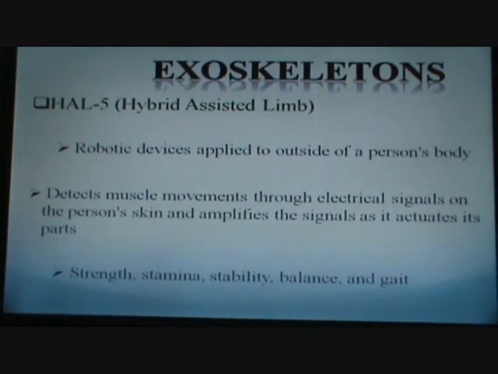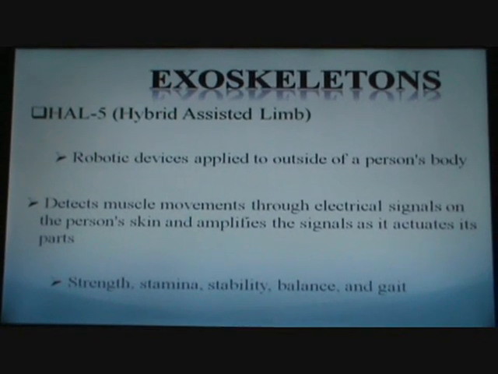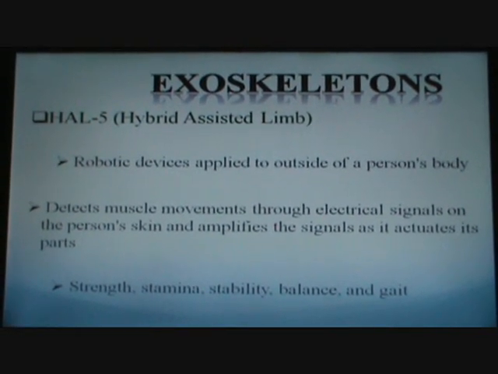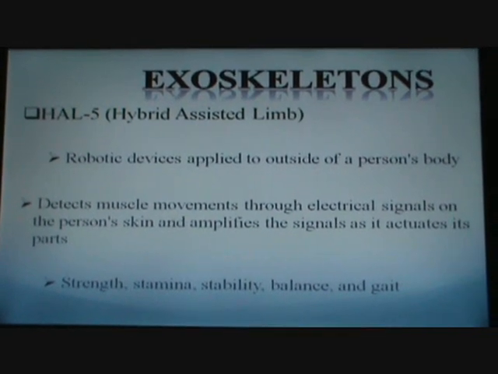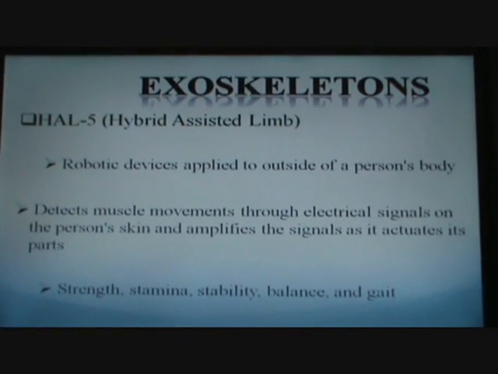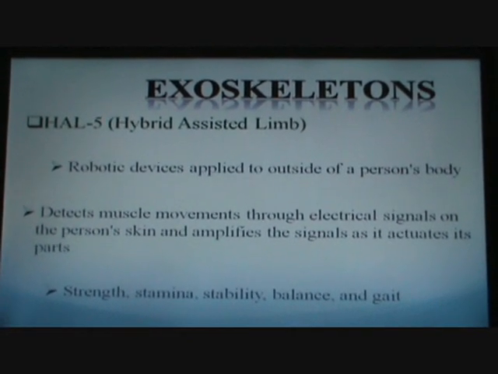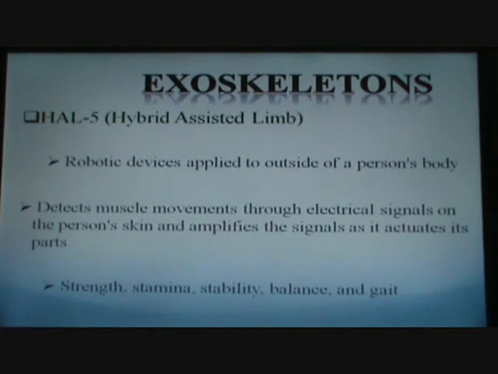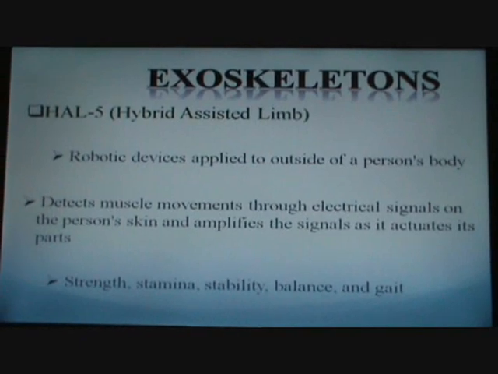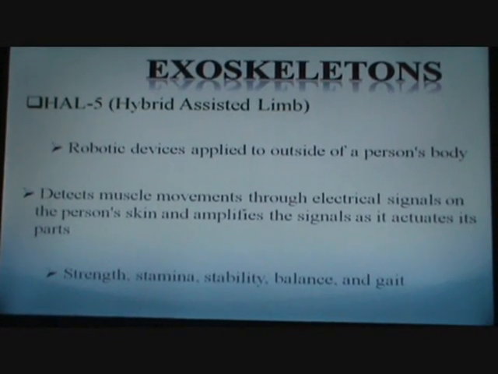Now, under exoskeletons, one device is the HAL5, the hybrid assisted limb. Basically, exoskeletons are robotic devices applied to the outside of a person's body, and they detect muscle movements through electrical signals on the person's skin, and then amplify those signals, allowing those different parts to move. Exoskeletons help with strength, stamina, stability, balance, and gait problems. On the following slide, we're going to show you a video. It is of an exoskeleton, but it's not the HAL5 system, just a little video on an exoskeleton.